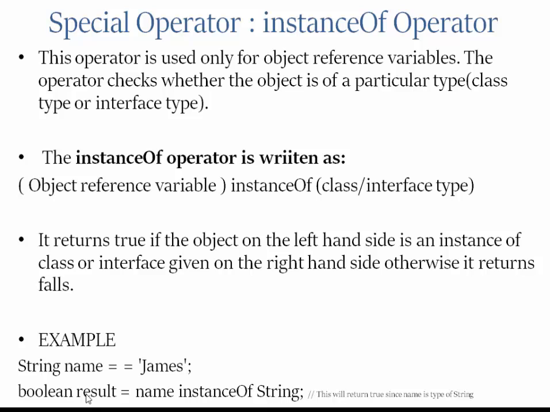What will be the value which is stored in this variable? Whether it stores a true or false value? It will store the value true, because name is the object of the class String. So the instanceof operator returns a true value because name is an object reference variable of a class String. Okay. So let us see an example for this.